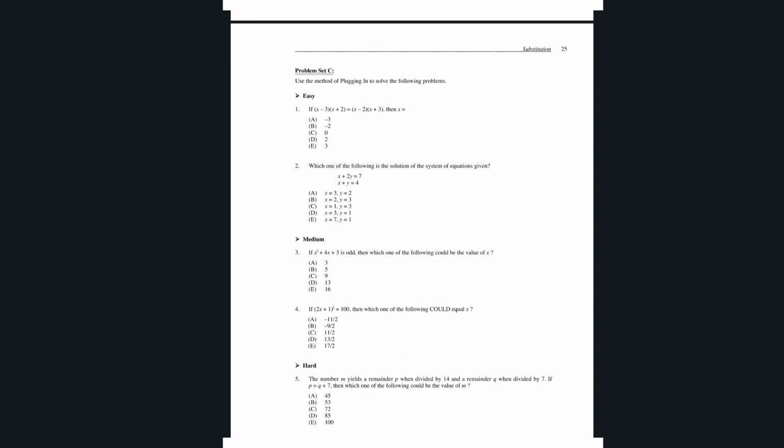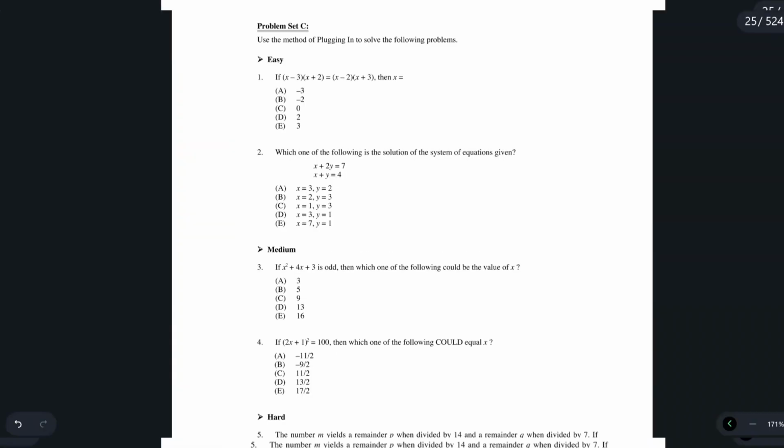In the last few videos, I have been solving some of the problems from chapter 1 from Nova's GRE Math Bible book. We are currently near the end of chapter 1, so I hope with this video, we'll be able to complete all the problems of chapter 1. So in this video, I will go through problem set C in chapter 1, and I will try to explain how to solve these problems. So let's just get started with the first problem from problem set C.